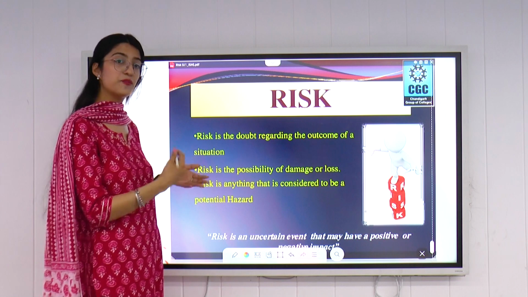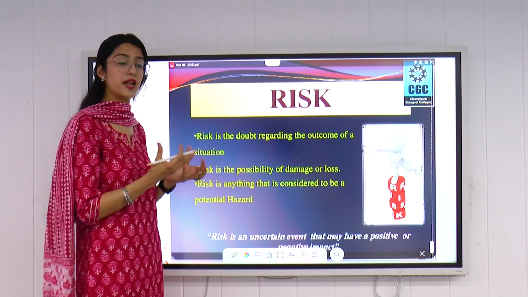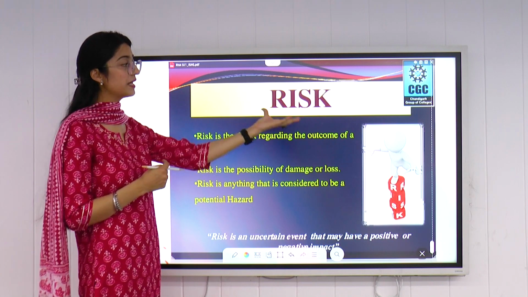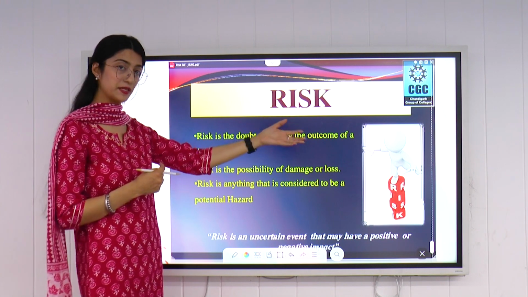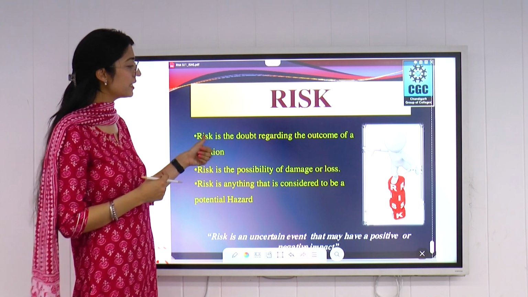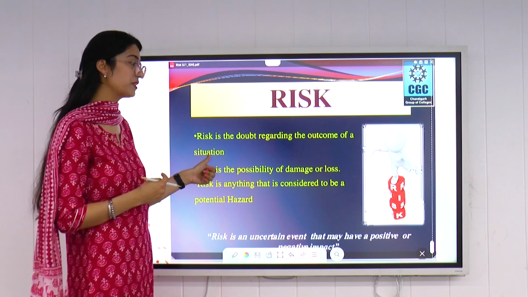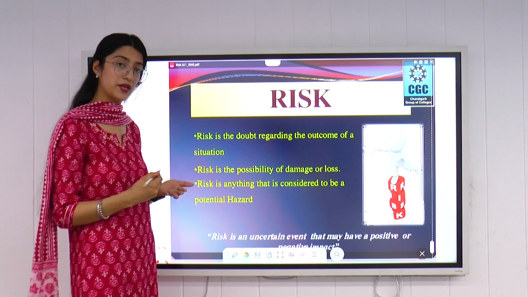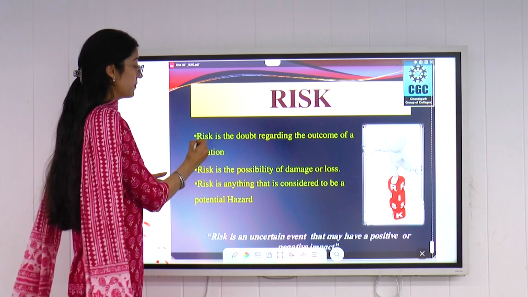Insurance क्या है? It provides a protection against the losses, financial losses, or it provides a protection against the risk. So the term against which the insurance we are taking is risk. So now risk comprises three terms that we will study in the later stage. It is a doubt regarding the outcome of the situation. Now जो भी चीज हम कोई भी इवेंट कर रहे हैं उसका क्या रिजल्ट रहेगा, we are not sure about that. That is basically risk.